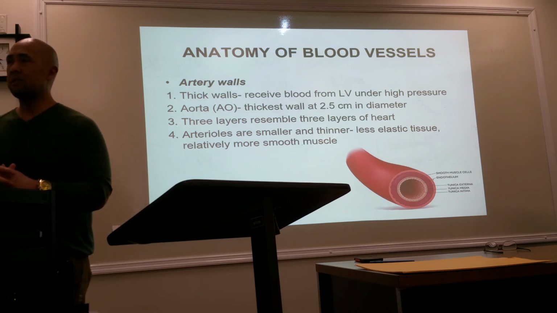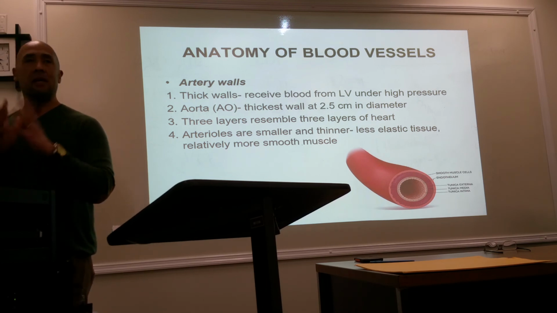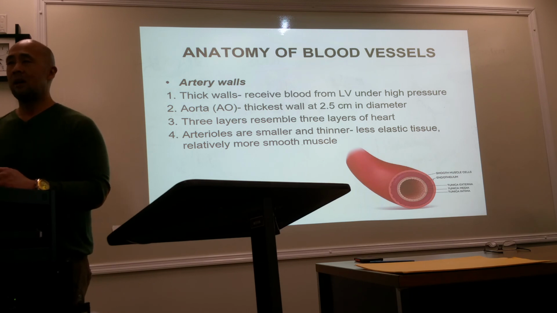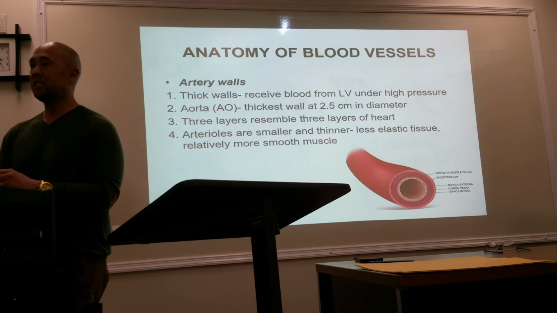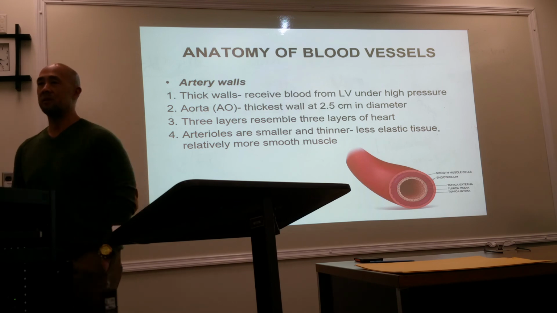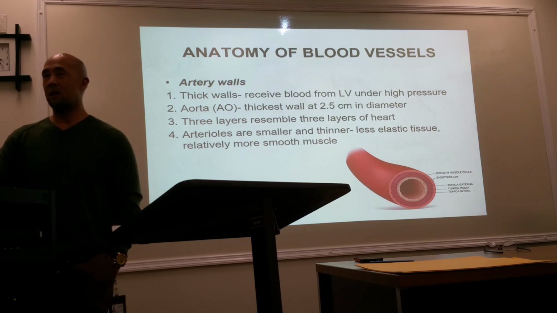The three layers resemble the three layers of the heart. Again, also similar with the vein. Arterioles are smaller and thinner, with less elastic tissue and relatively more smooth muscle. And the smaller arteries, or the arterioles.